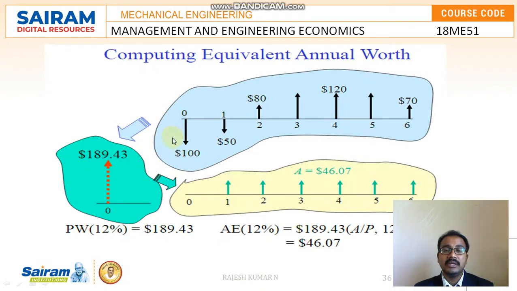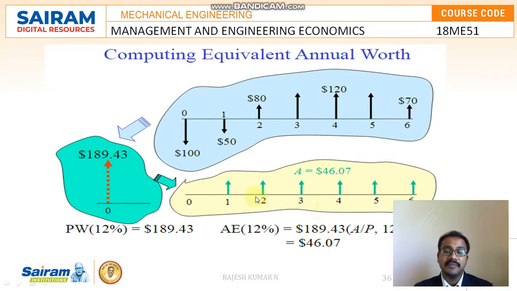Here, computing equivalent annual worth, we can see the cash flow diagrams for the two different cases given. The first one is where an investment of $100 is made, and every year except the first year I'll be adding another $50 as an investment, and starting from the second year, fourth year, and sixth year I'll be getting a profit of $80, $120, and $70 respectively at the 2nd, 4th, and 6th year.